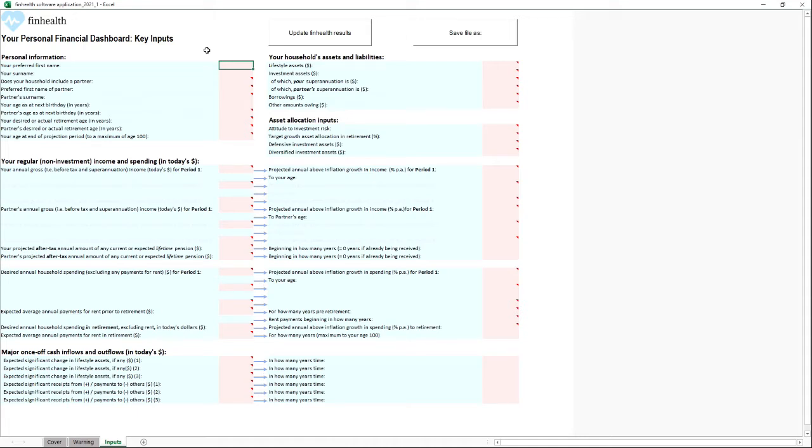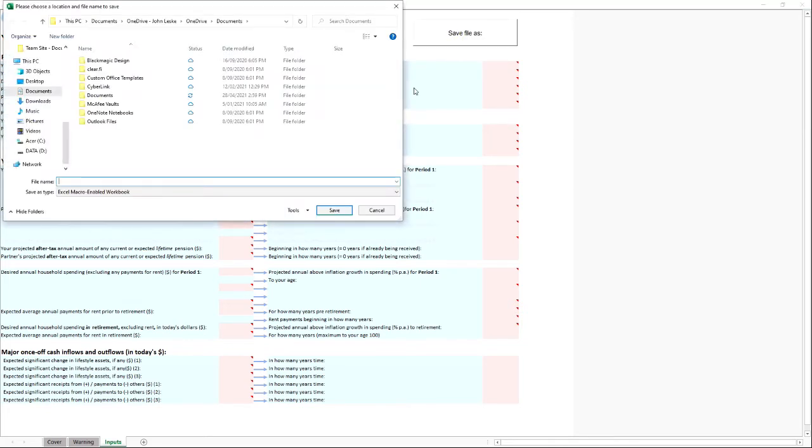The inputs we'll use are consistent with those provided in the finhealth report attached as the appendix in the Using the finhealth software ebook. It's a good idea to immediately save the file to something of your own choice before entering any information. The autosave feature of Excel is always on, saving information as it's entered. We'll save our file to Barber demonstration.